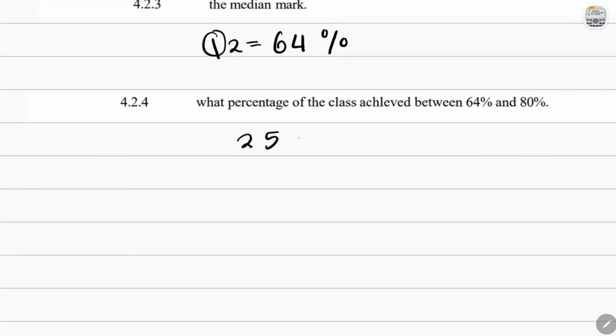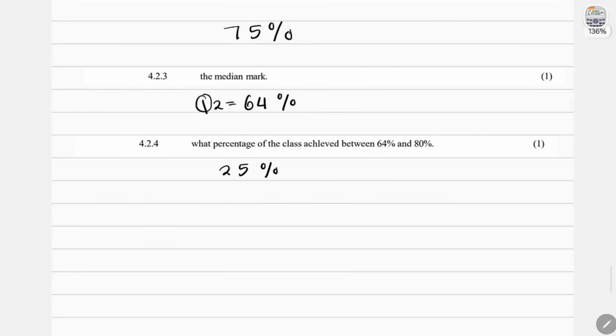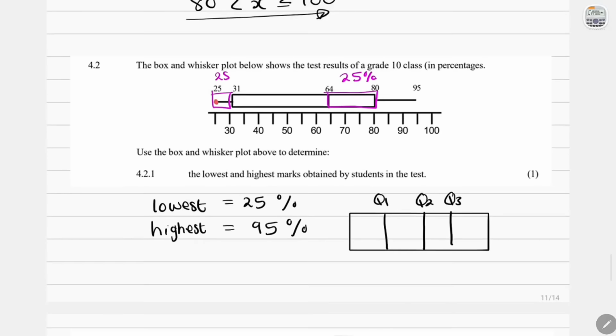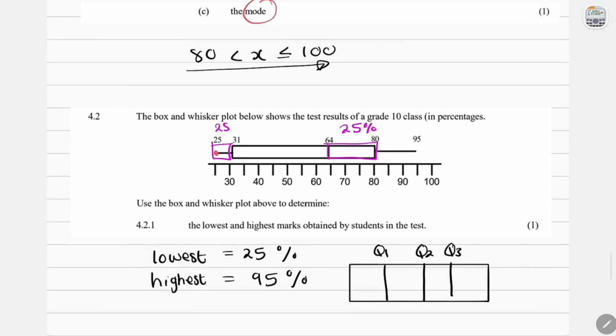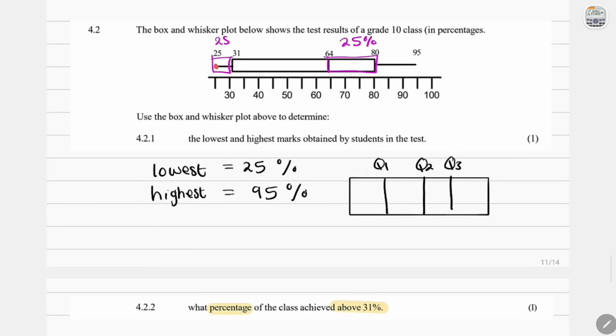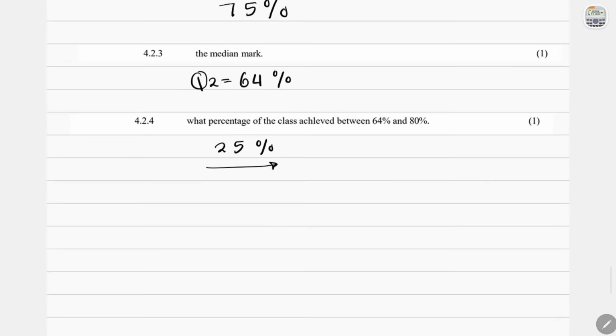So that is 25%. So you see how a box and whisker diagram can be used to analyze and understand the performance of certain information. It just depends on the data that we have. Okay, so that is our answer there. Moving on to the next question.